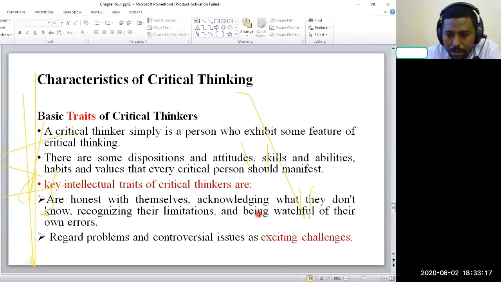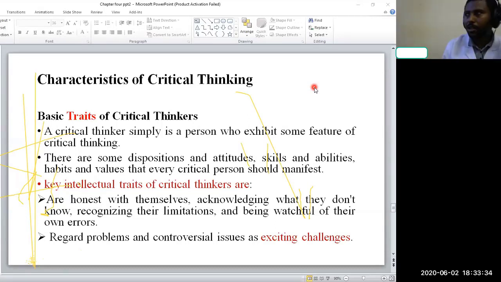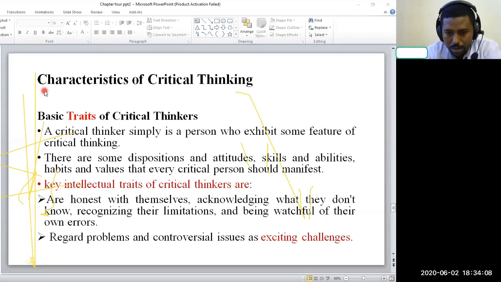Some individuals try to appear as if they know everything. If you ask for some kind of clue or evidence or information about a particular issue, they simply accept the invitation, even though they do not know substantially, but they feel that they know everything. But critical thinkers acknowledge they do not know everything. So they know their limitations, their drawbacks, their pitfalls. They know that they have their own weaknesses.